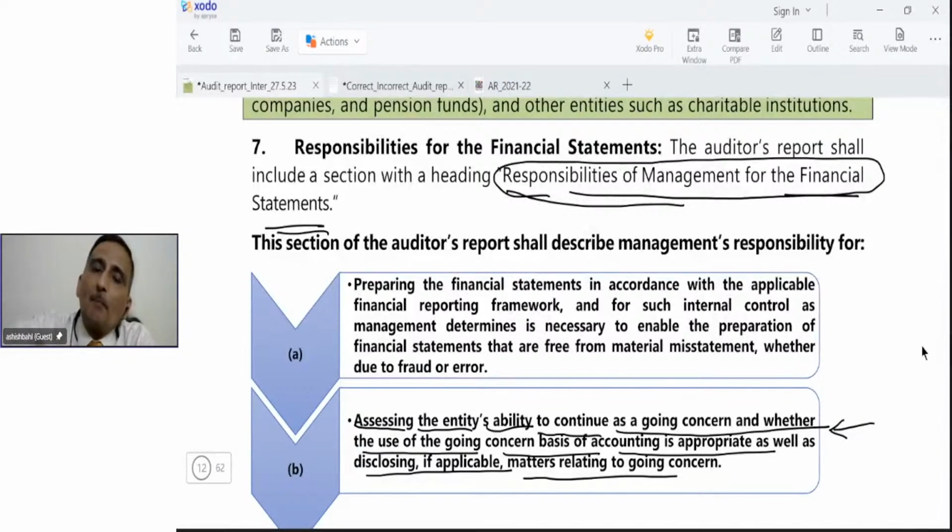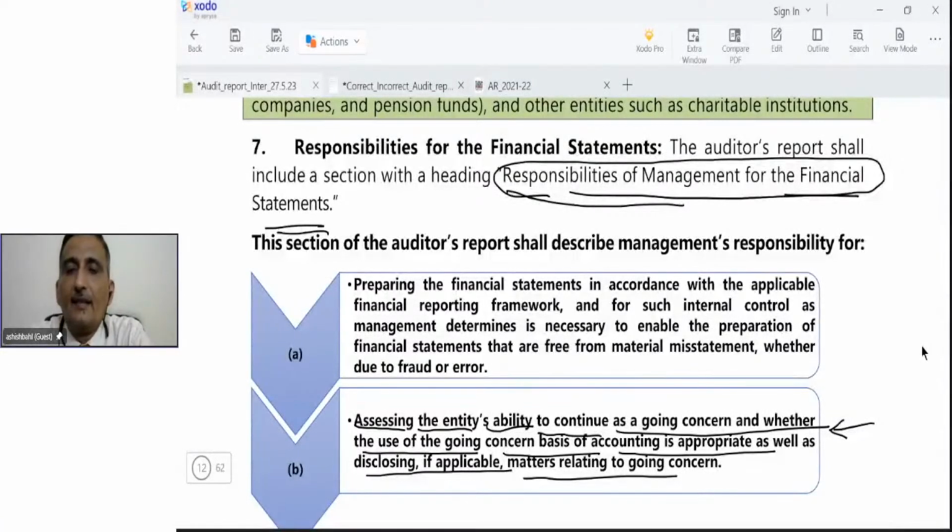So what is the purpose of this para? The purpose of this para is that the management owns. SA 700 prompts the management to own that we have done these things: number 1, we have prepared and presented the financial statements. We are responsible for internal controls with regard to preparation and presentation of financial statements, and we have assessed our company's ability to continue as a going concern and have made appropriate disclosures in this regard. So in the auditor's report, this is the para relating to responsibilities of management for financial statements. The responsibilities of the auditor para comes after that.